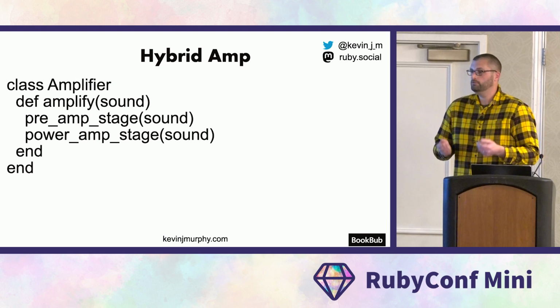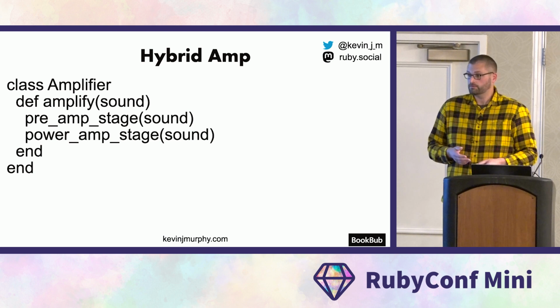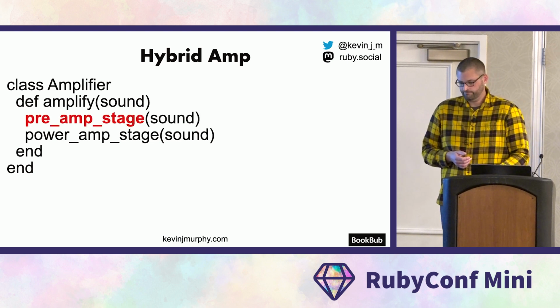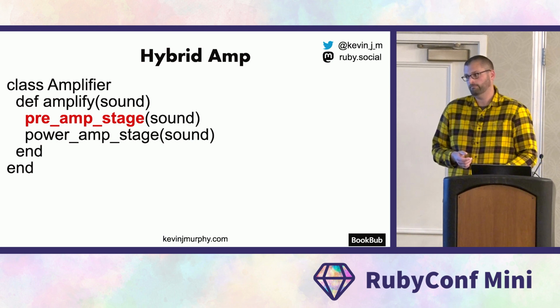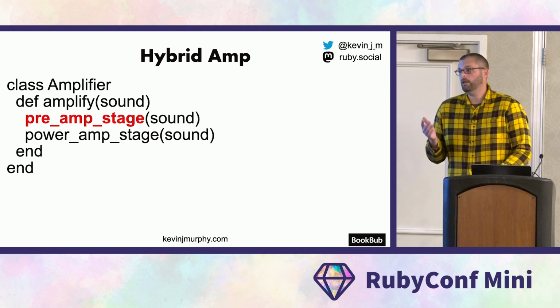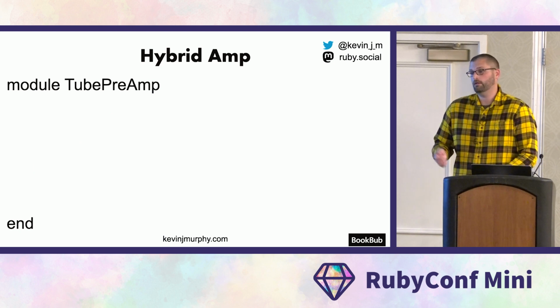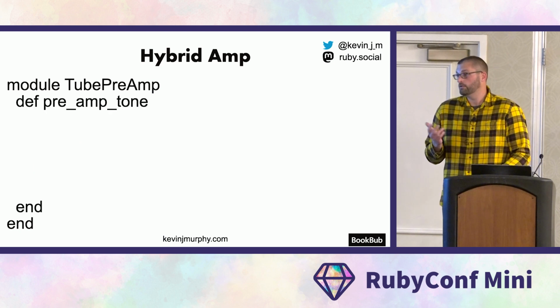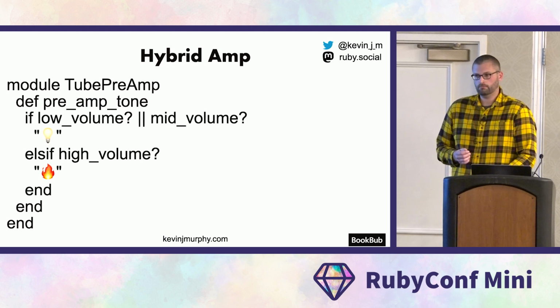It's built up of two different components, a preamp and a power amp. So let's separate those and build them individually. A hybrid amp uses the same preamp as a tube amp. So we're going to take all of the behavior that's related to a tube preamp and put it in a module to put all of this behavior in one place. Notably, the tone, so we're going to have our warm tube amp tone in our tube preamp.